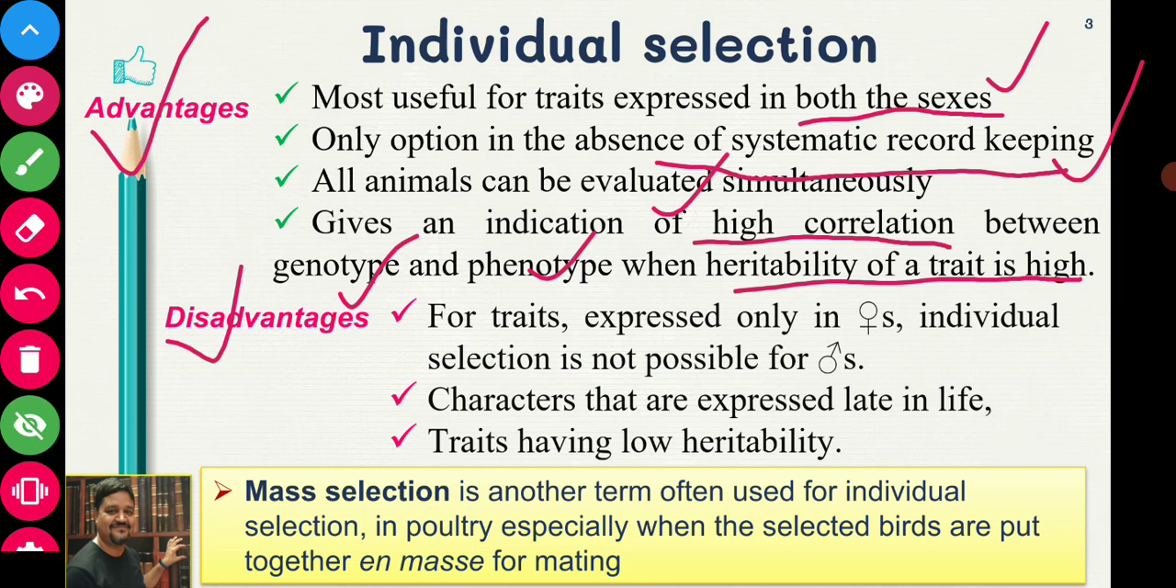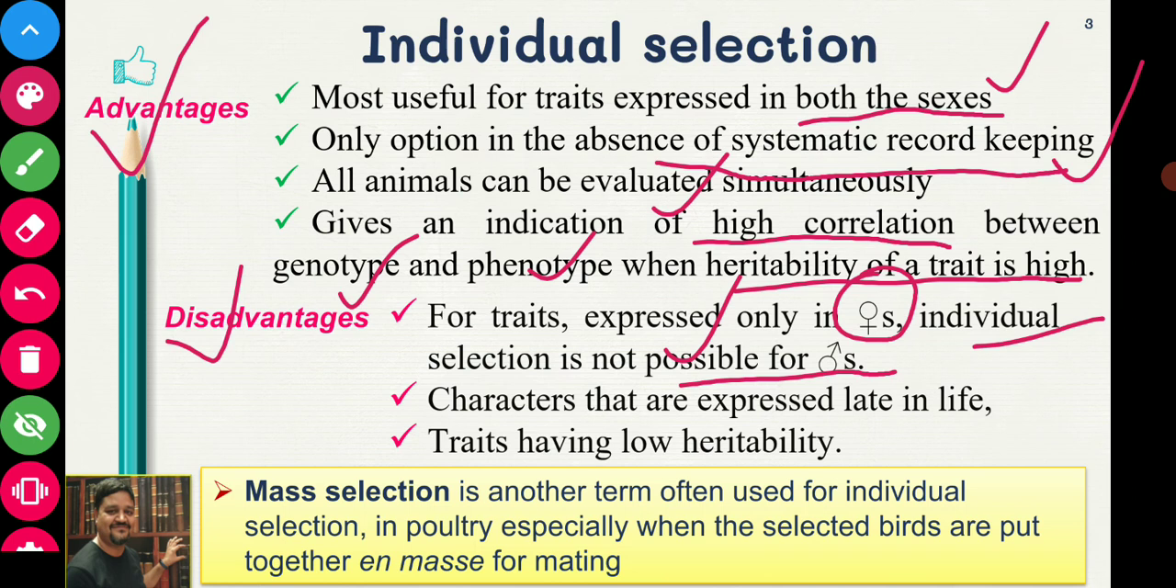In a similar way, you can deduce the disadvantages also. What are the disadvantages? First, for traits expressed only in females, like milk yield, individual selection is not possible for male animals. If you want to select a male animal for milk yield, it is not possible because the male will not give milk. Then you have to look for some other basis of selection. That is why it was told earlier that if you don't have any reason for preferring another method or basis of selection, you have to opt for individual selection.